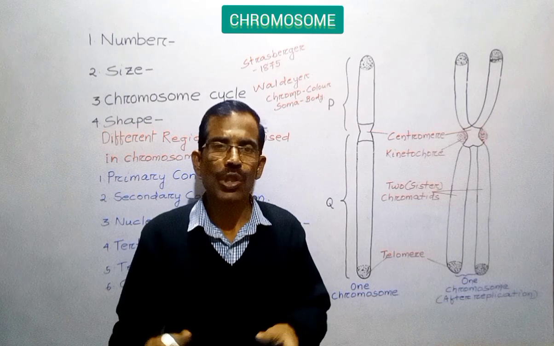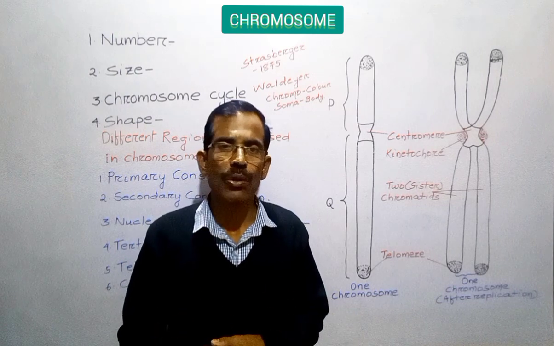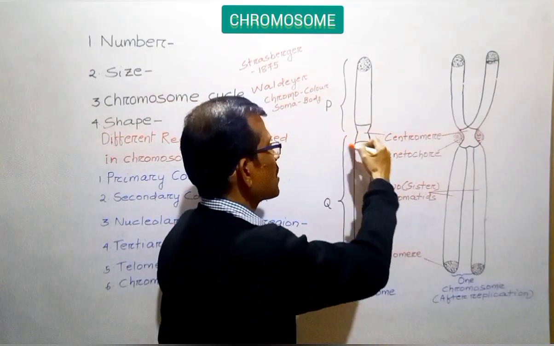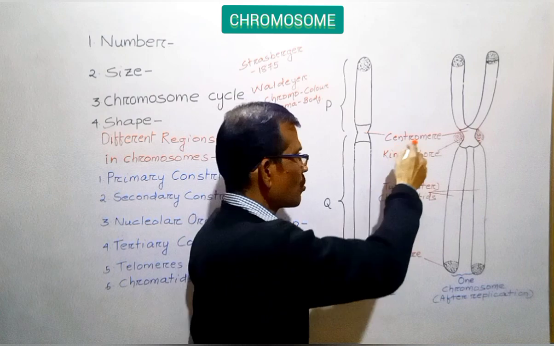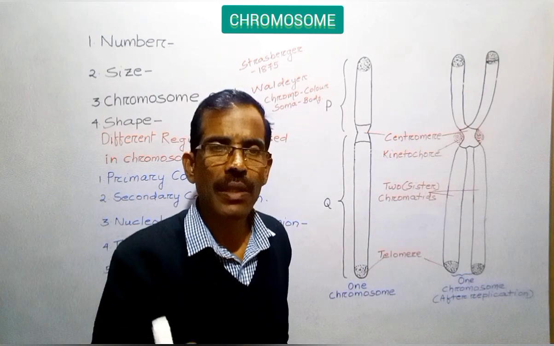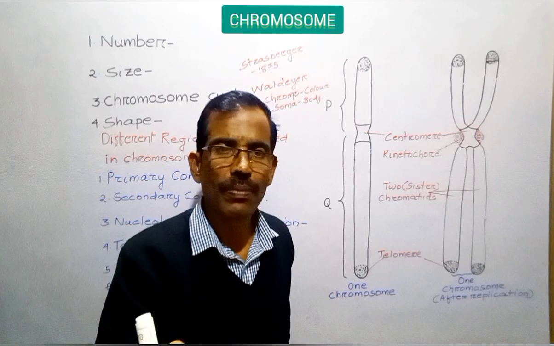Chromosomes are most easily visualized during mitosis. Each chromosome has a constricted region called the centromere. The location of the centromere determines the appearance of the chromosome.